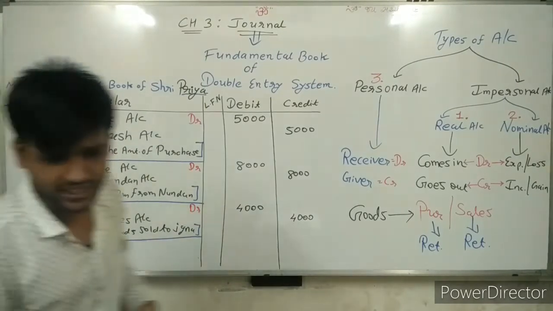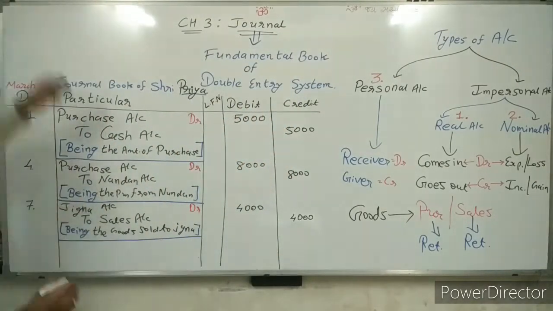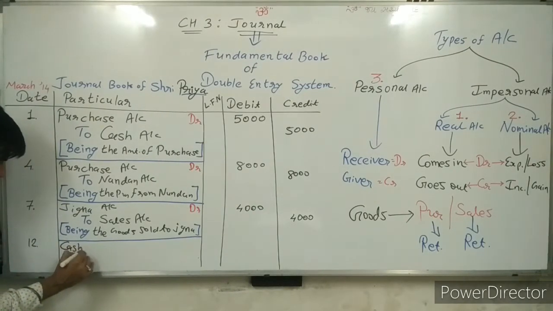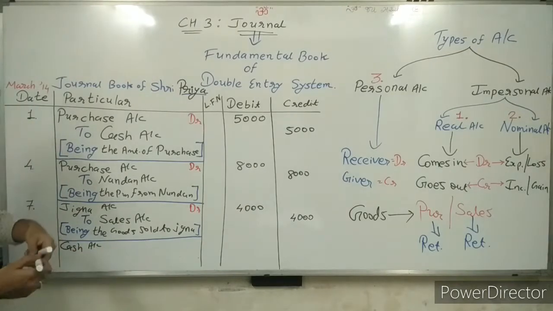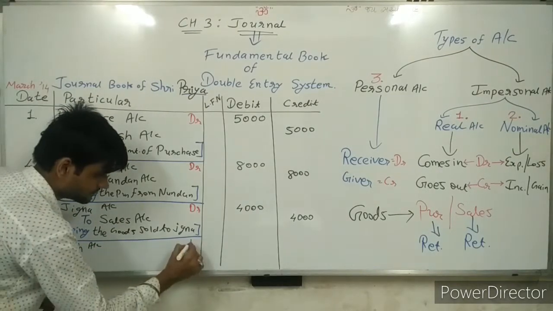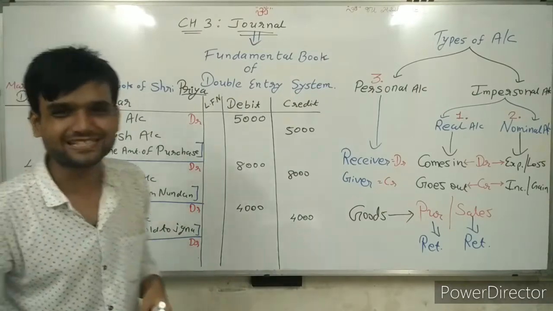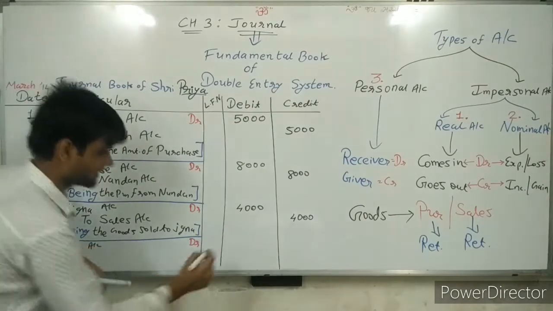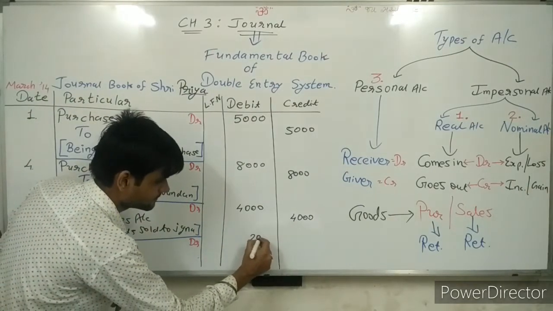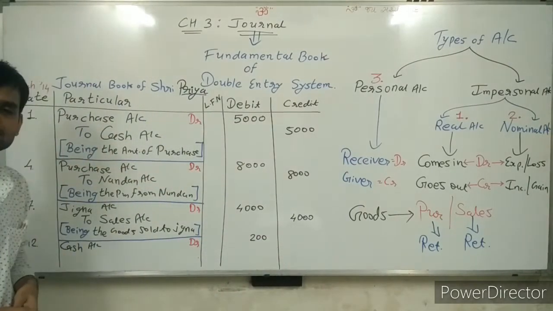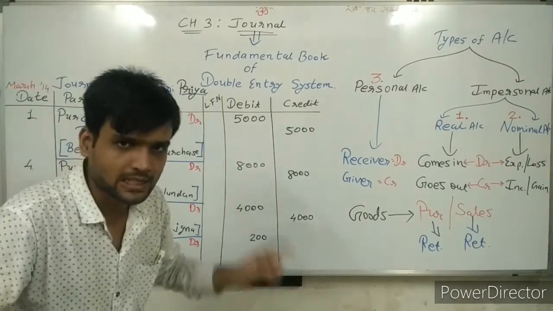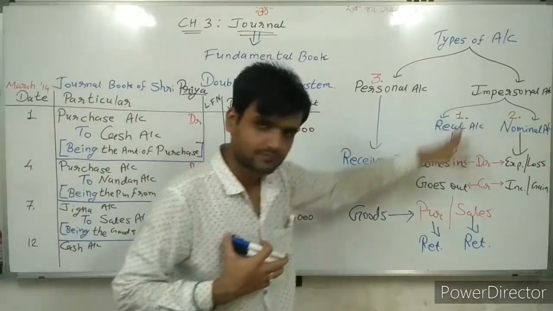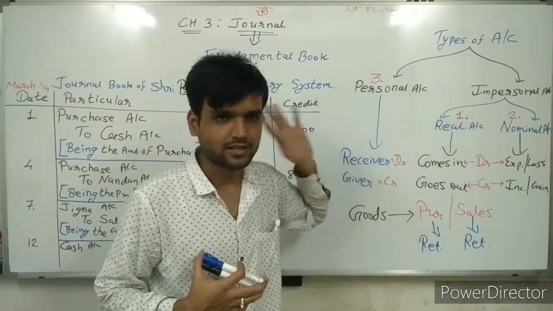So writing date first, date 12. Cash account debit. How many rupees cash? Cash 200 rupees. Writing here 200. So debit is clear. Now anything goes out? Nothing goes out. Here received, complete. Real account is completed.